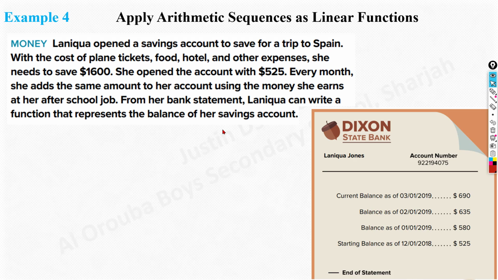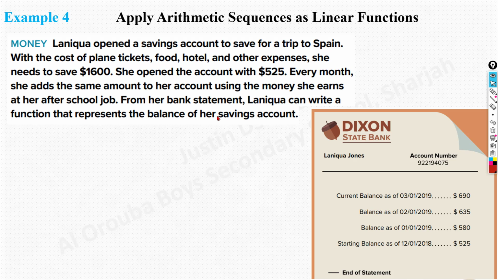So now let's go to another real world problem. Laniqua opened a savings account to save for a trip to Spain. With the cost of plane tickets, food, hotel, and other expenses, she needs to save $1,600. She opened the account with $525. Every month she adds the same amount to her account using the money she earns at an after school job. From a bank statement, Laniqua can write the function that represents the balance of her savings account.